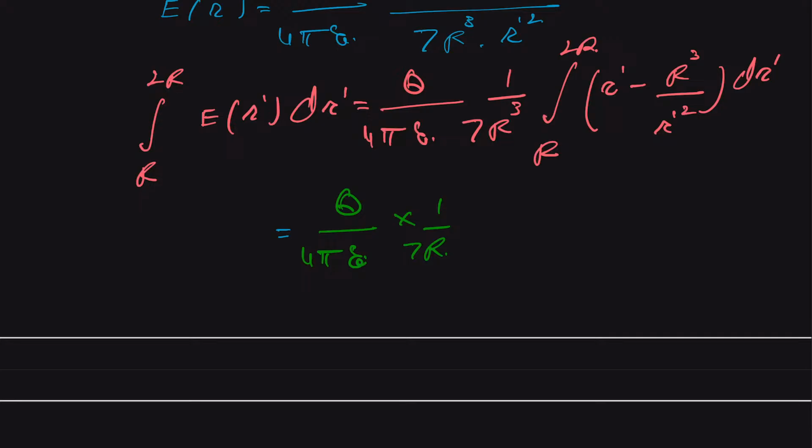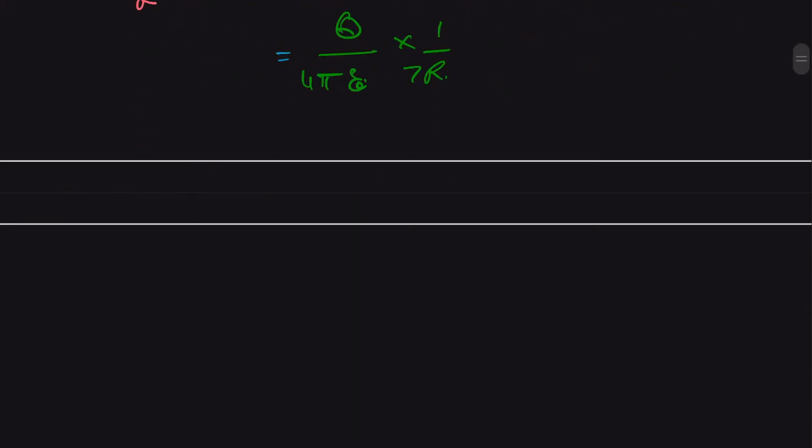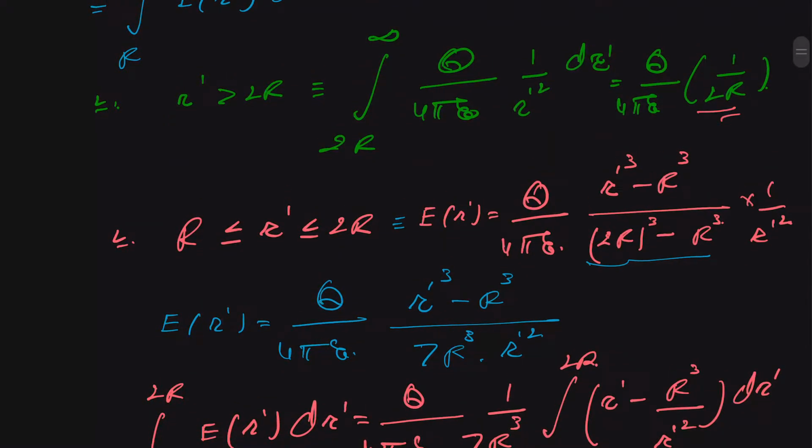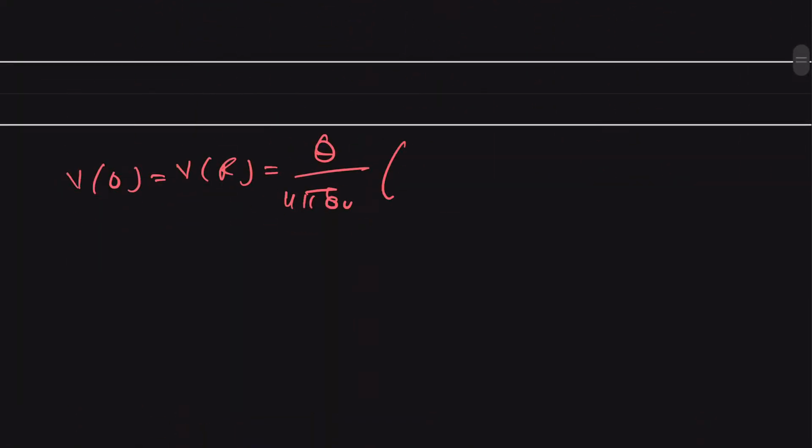So we can say that our potential at 0, at the center, will be equal to the potential at the radius r, and that will be equal to the summation of both the potentials. That is our first part, and in the first part we are having 1 upon 2r. So this comes as 1 upon 2r, and in the second part we are having 1 upon 7r.